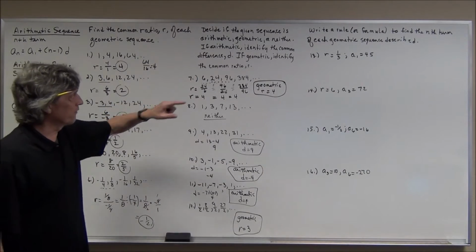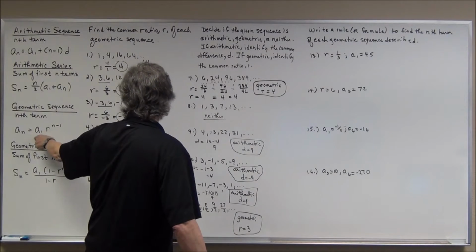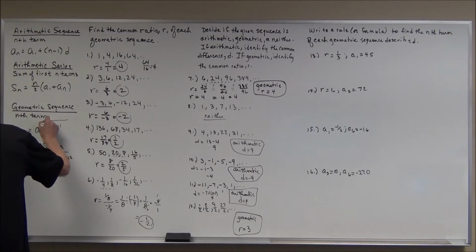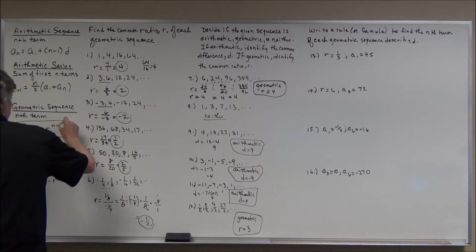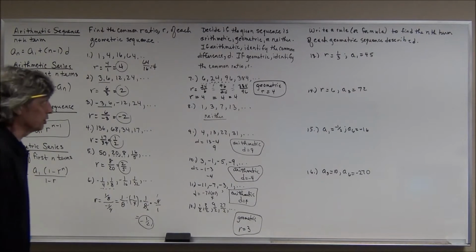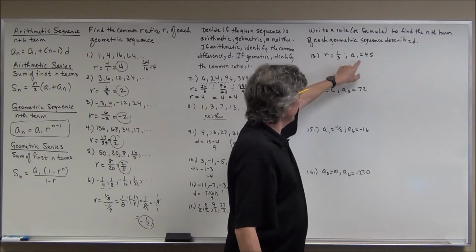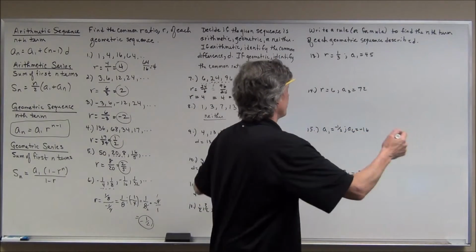Next guy up, we are to find the rule or formula for the nth term. Remember, this is the nth term, this guy right here. Now to find the nth term, what do I need? I need the first term, and I need to know the ratio. I need to know the common ratio. So, look what they did. You couldn't have asked for an easier problem. They gave you the ratio, they gave you the first term.